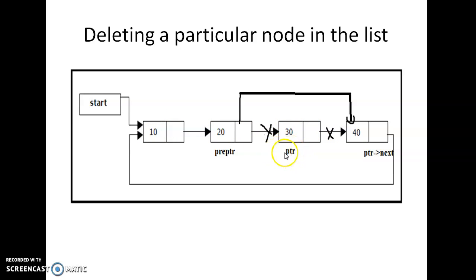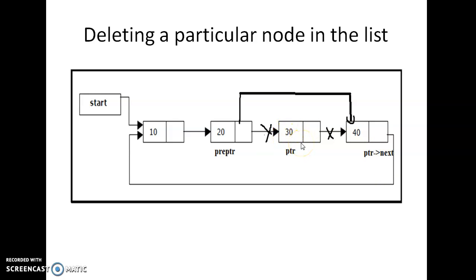So I'll be finding out what the PTR is. Now the previous node is pre-PTR and the next node is PTR of next. What is the thing that we have to do? I want to remove these two links. So now what I am doing, pre-PTR of next, previously it used to point to the pointer. Now pre-PTR of next will be pointing to the PTR of next, and I will be removing this particular PTR.